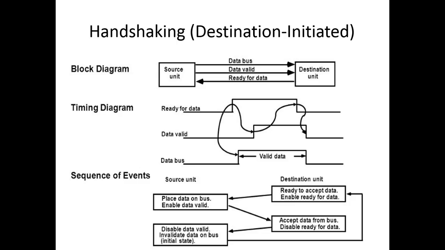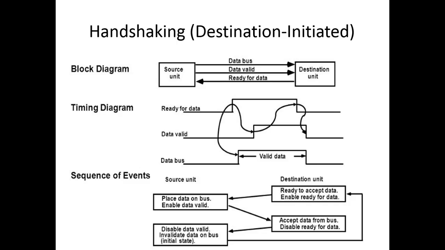If we want to implement the other possible form of handshaking, the destination initiated handshaking, then the sequence of events take place in this manner. Initially, the destination unit has to initiate the transfer. So for that, it generates one control signal called ready to accept data or ready for data. This control signal is placed onto the control bus and is transferred to the source unit.